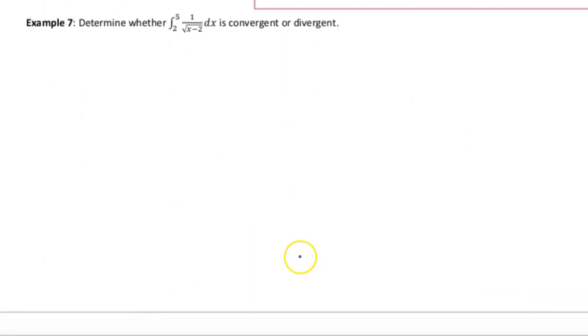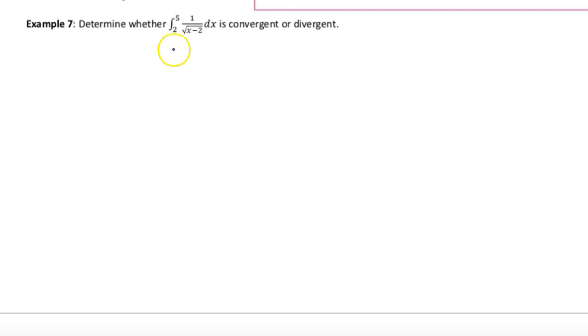And so let's do example 7. We want to determine whether the integral from 2 to 5 of 1 over the square root of x minus 2 dx is convergent or divergent. And so we want to look for the discontinuity. So where is the discontinuity?